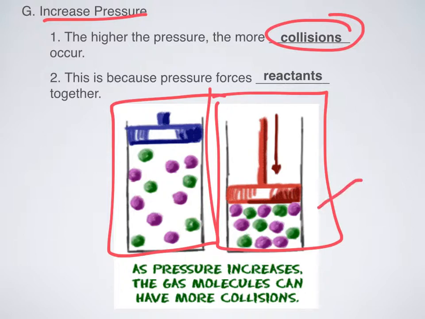Well, obviously the one with high pressure is going to have more collisions because they're being forced together. So there's a much more likely chance, at least, that it's actually going to collide with the proper amount of energy and in the right orientation. Why? We are forcing reactants together.